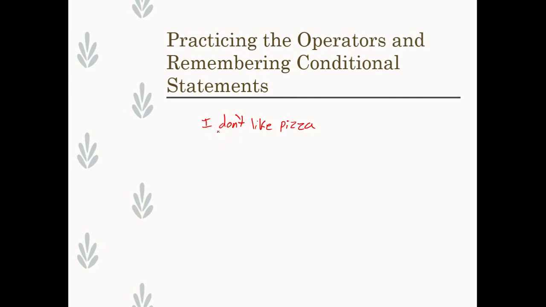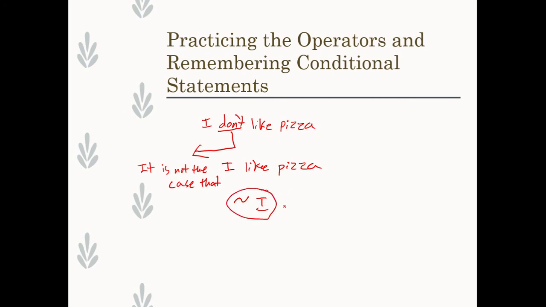So really what we'd be doing is bumping this don't out to the front. So then you have the statement, I like pizza. And the don't goes out to the front, and so it's not the case that. Don't is just reread as it is not the case that. So here, I don't like pizza. In other words, you could express it as it is not the case that I like pizza. So I like pizza would be I, and then the negation would just go in front of that I. So it is not the case that I like pizza, or in other words, I don't like pizza.